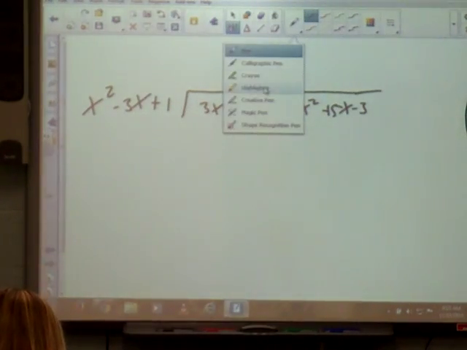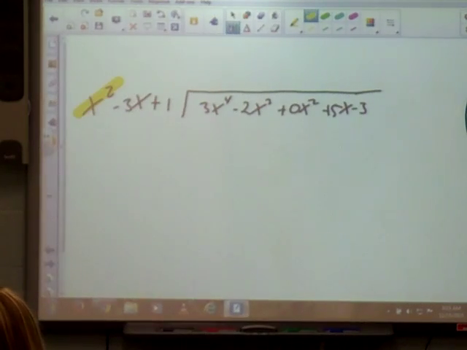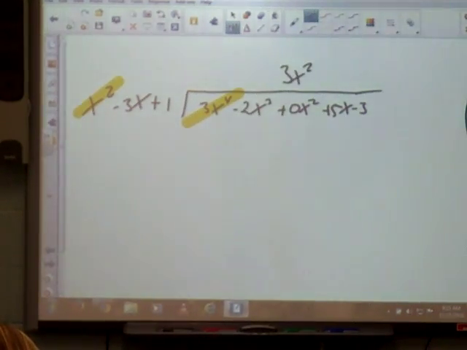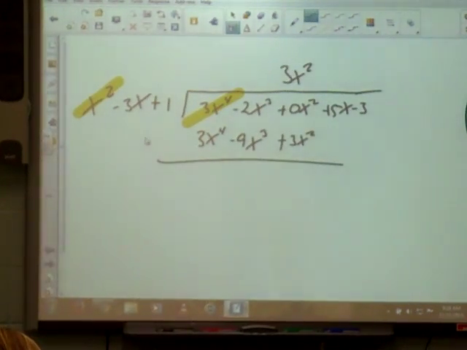You forget that 0, you're going to have problems. This fun stuff of long division starts off by saying the first thing outside times what gets us the first thing inside. So it'll be 3x squared. Now we distribute that to all three of these pieces. 3x squared times x squared is 3x to the 4th. 3x squared times negative 3x is negative 9x cubed. 3x squared times 1 is 3x squared. Now you're subtracting. 3x to the 4th minus 3x to the 4th is nothing. Negative 2 minus negative 9, that's 7. 0 minus 3, that's negative 3.